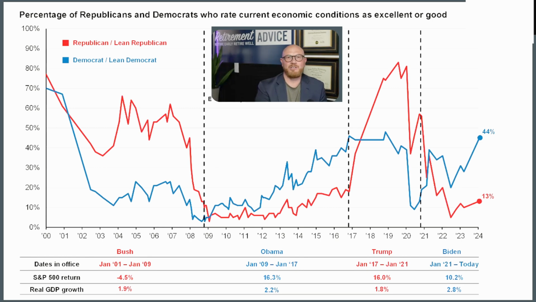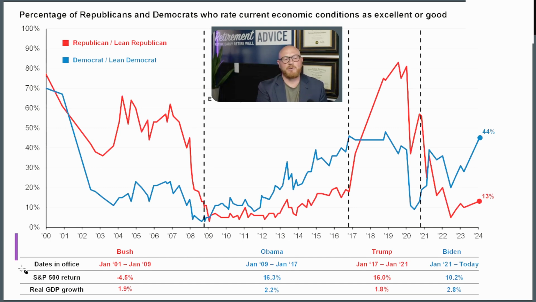So here we're looking at a couple different pieces of information. We're looking at stock market performance over different periods of time. We're also looking at real GDP growth, so in excess of inflation, how much the economy is growing on an inflation-adjusted basis. And then the third piece of information that this chart explores is the general optimism or sentiment of investors broken down by their political affiliation. So here in the U.S., whether they're a Democrat or Republican, or kind of generally lean to one of those parties.